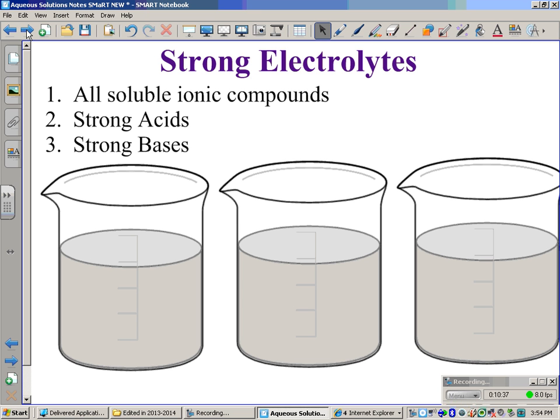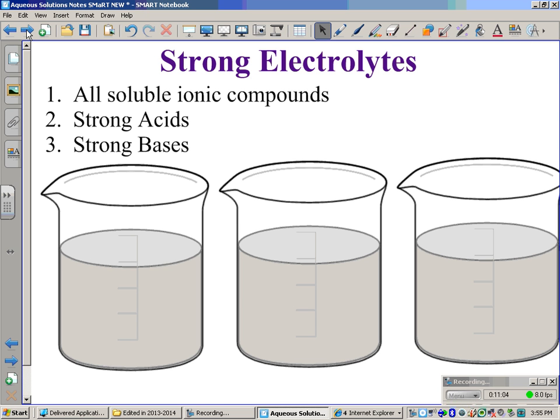So number one says, or on your paper it says A, all soluble ionic compounds. If you put any type of salt, ionic salt, not just table salt, but any type of ionic compound into water and it dissolves. So as long as it is soluble, that word soluble, circle it, and right next to it write it dissolves. So as long as it dissolves, then it will be a strong electrolyte. It will conduct electricity well.